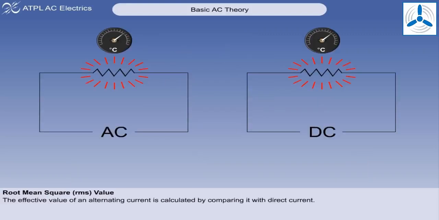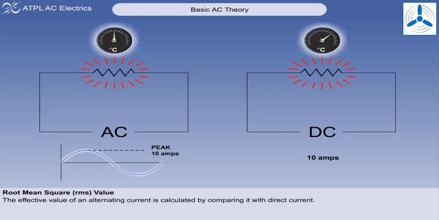The effective value of an alternating current is calculated by comparing it with direct current. The comparison is based on the amount of heat produced by each current under identical conditions. An AC current with a peak value of 10 amps will be constantly varying between 0 and 10 amps. So a steady DC current of 10 amps will make a resistor hotter than will the AC current with a peak of 10 amps.